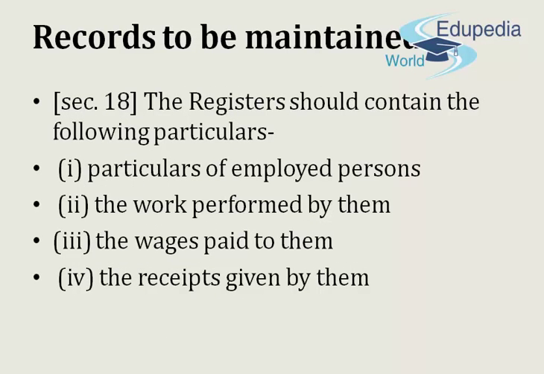There are different records which are to be maintained. There are different registers which are to be maintained, and it is explained in Section 18. It says the registers should contain the following particulars. 1. Particulars of employed persons. 2. The work performed by them. 3. The wages paid to them. 4. The receipts given by them. Other records like annual returns, muster roll, register of wages, wage slip are also important documents. They are treated as records and they should be maintained properly.